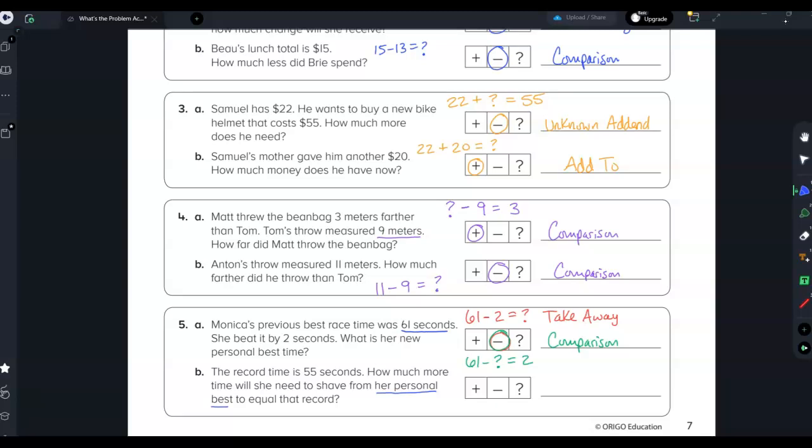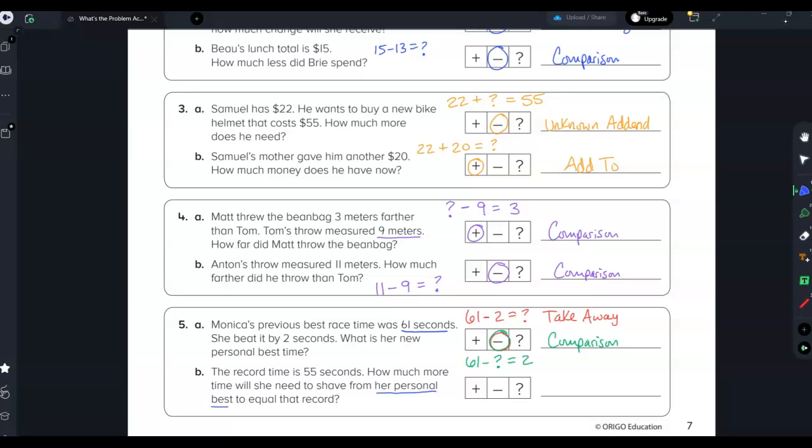So I don't think that's super clear. We'll go ahead and say it's 61 seconds, that's her previous best time, but if you used 59 there, it's open to interpretation here. They're not very clear on what the personal best is. So I'll call it 61, but if you used 59, I'm okay with that.